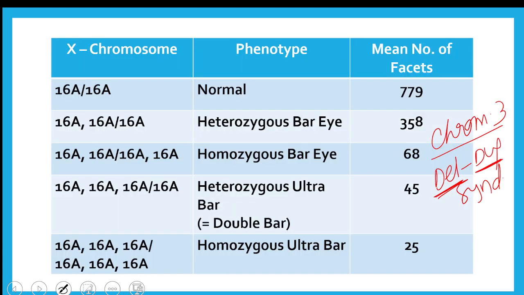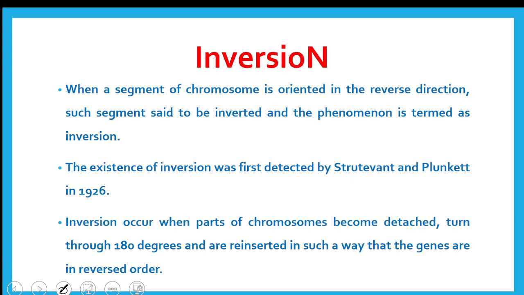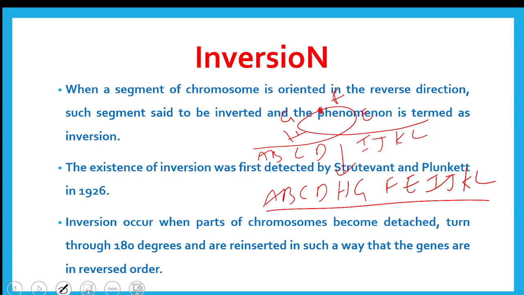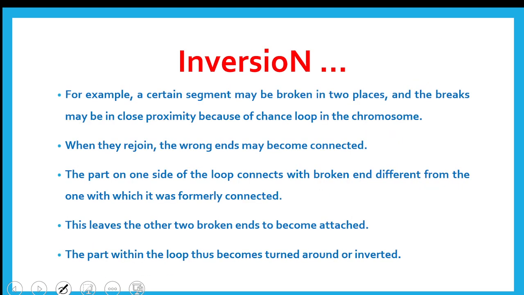If there is a centromere within the inverted region, let us say A, B, C, D, E, F, centromere is here, followed by G, H, I, J, K, L. Now, when inversion takes place, the order will be A, B, C, D, H, G, centromere, F, E, I, J, K, L. This is the final order, where the centromere is present between G and F. The inverted segment involves the centromere, so we call it pericentric inversion.